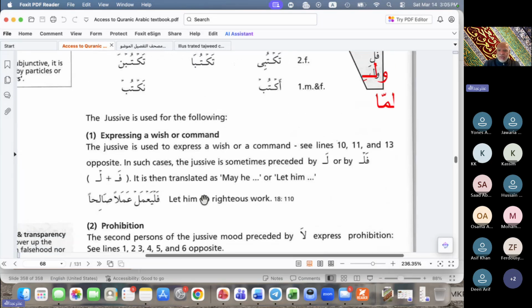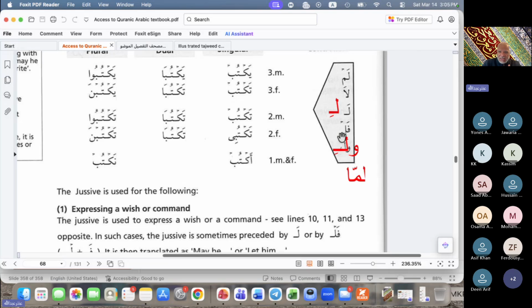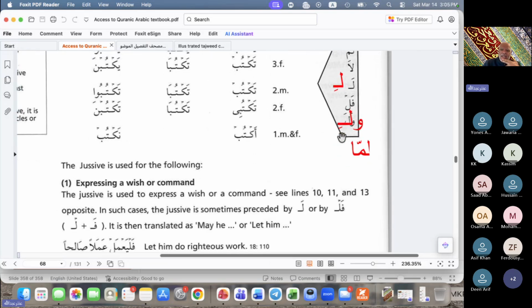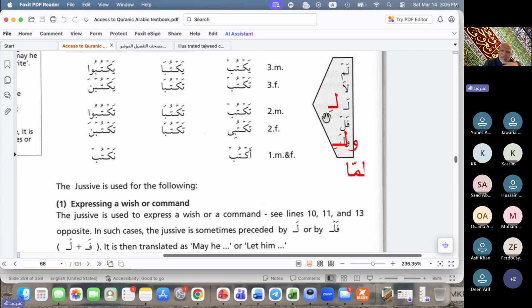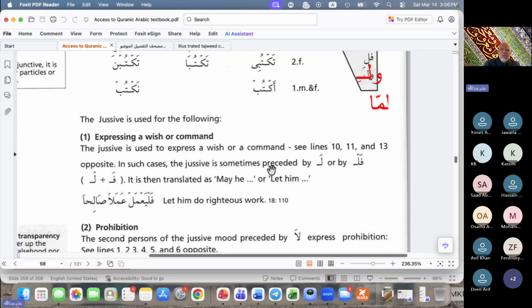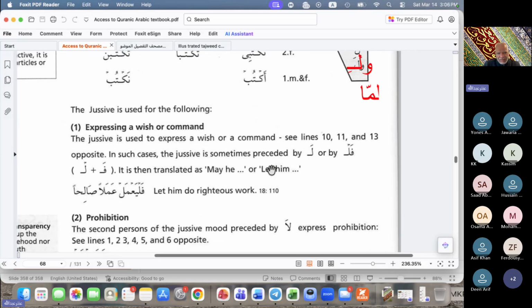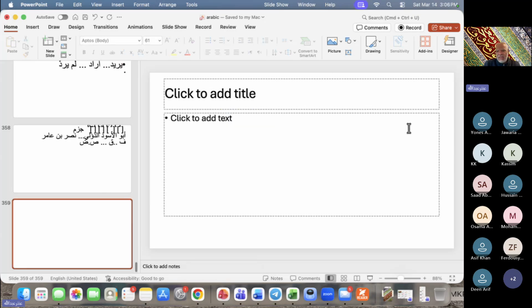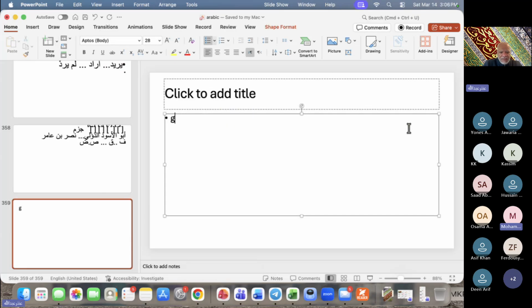Different markers or different controllers have got different meanings and different uses. So li with a kasra, and whether it is fali or wali, the three variations of it, they express a wish or a command. Like لينفق ذو سعة من سعته. Sheikh, can I ask you a quick question? Yes, before we move on.